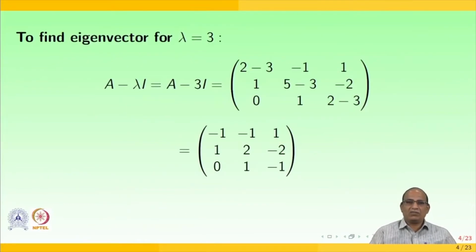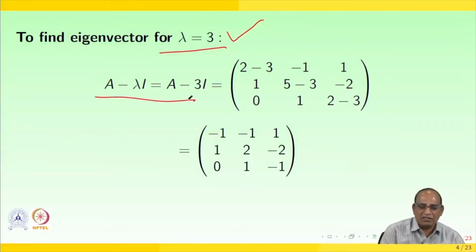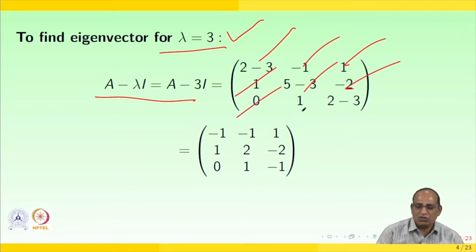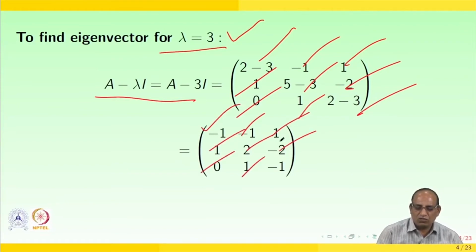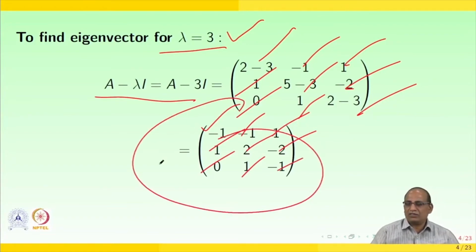Let's see what is the consequence of this. That means we are able to find only one eigenvector corresponding to lambda is equal to 3. That is A minus lambda I, that is A minus 3I: 2 minus 3, minus 1, 1; 1, 5 minus 3, minus 2; 0, 1, 2 minus 3. That will be equivalent to minus 1, minus 1, 1; 1, 2, minus 2; 0, 1, minus 1. So this is what A minus lambda I is.